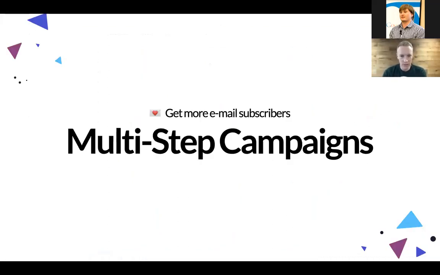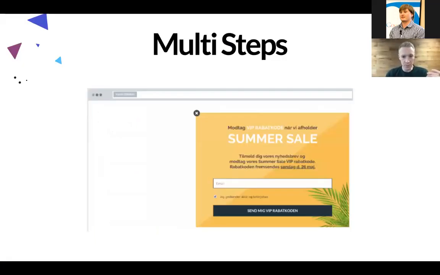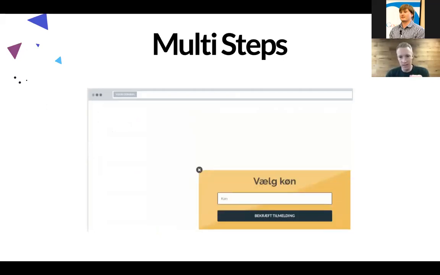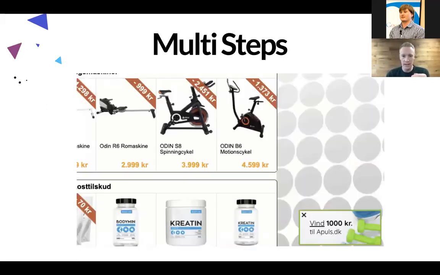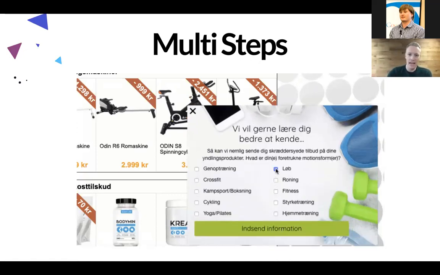All right, next one, multi-step campaigns. You saw it before, but just an example of how it could look on a website. This is an example here with email in the first step and then gender in the next one. Another one here, again, I apologize, the text is in Danish, but I'll try and translate. Here they ask for name, email, and then gender in the first step. And then afterwards, when people click on the call to action, they have the interests.